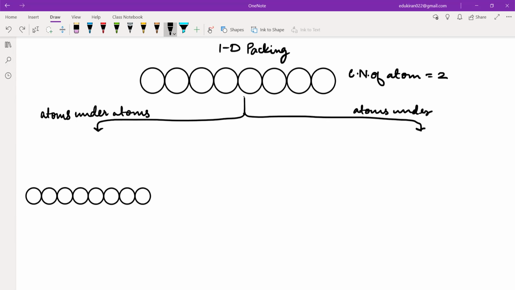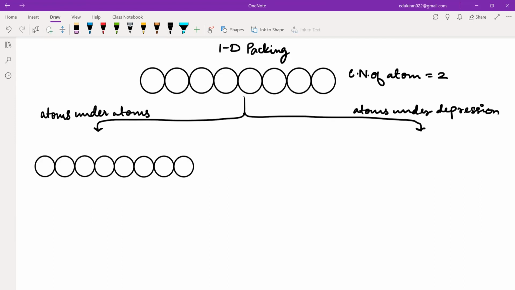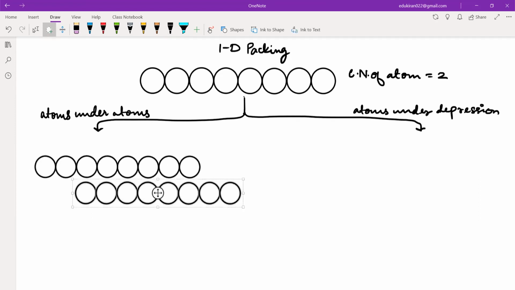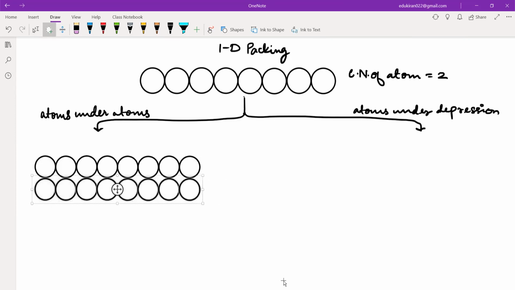So this is a kind of a hole, or you can dig this. So this is depression. Atoms under depression. So if I look at atoms under atom, I can have this type of arrangement. Copy this and place it here. So this is 2D. Please remember that this is 2D.